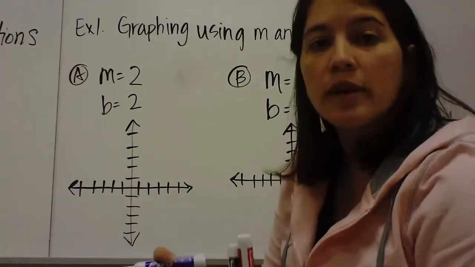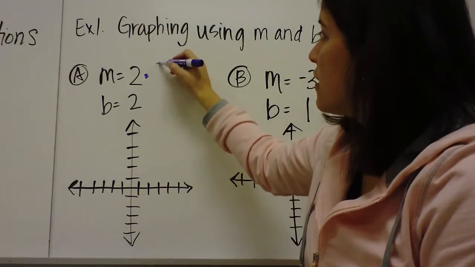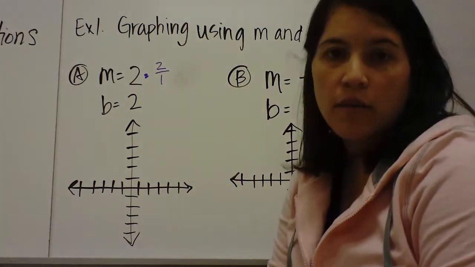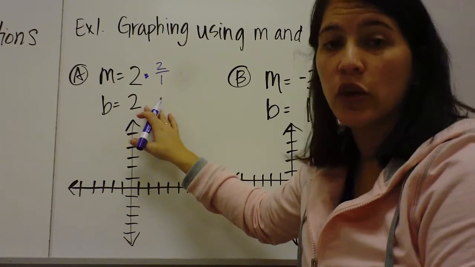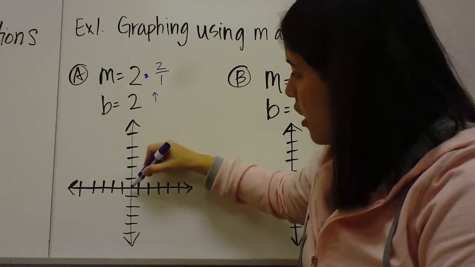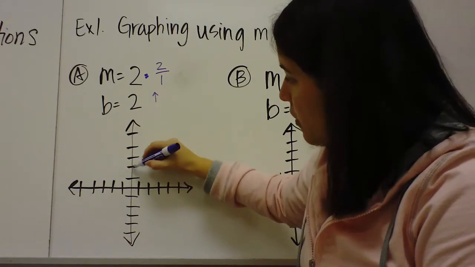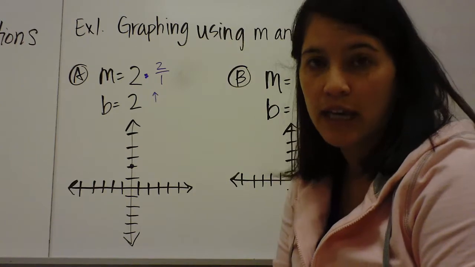And since the slope is 2, and the slope means rise over run, this really means 2 over 1, because you have to have a rise over run. And the b is 2, so this is positive, so it's going to go up 2. So first start with your b, up 2, and we put a dot. Alright, that's step 1. Find your b.